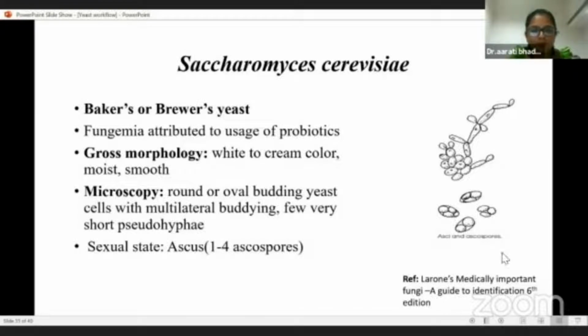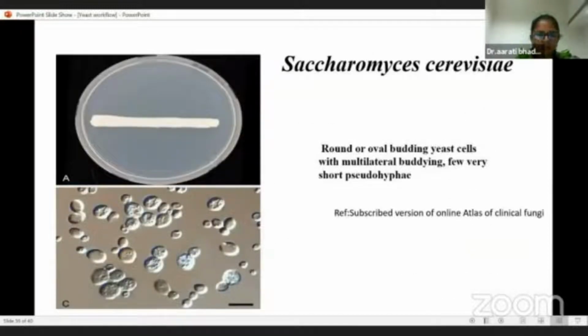On the microscopy, we can see round or oval budding cells with very few short pseudohyphae, and the sexual state of this will produce the ascus like this. So this is Saccharomyces cerevisiae. Here you can see round or oval budding cells with multilateral budding, with very few short pseudohyphae.